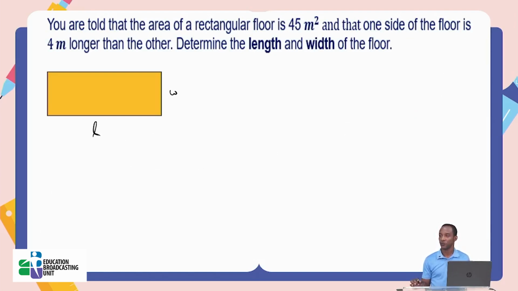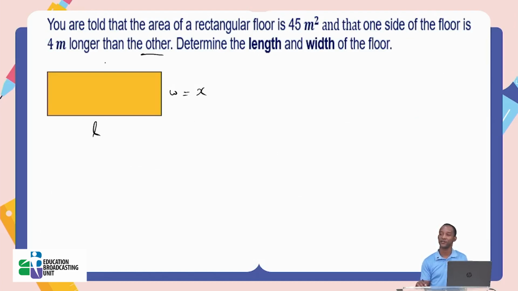Now, we're told that one side of the floor is 4 meters longer than the other. Well, the other, therefore, must be the shorter side, if the other side is 4 meters longer. Now, do we know the measure of the other side? No. So let's take that as x. Let's call this the width here. Let's say that it has a measure of x meters.